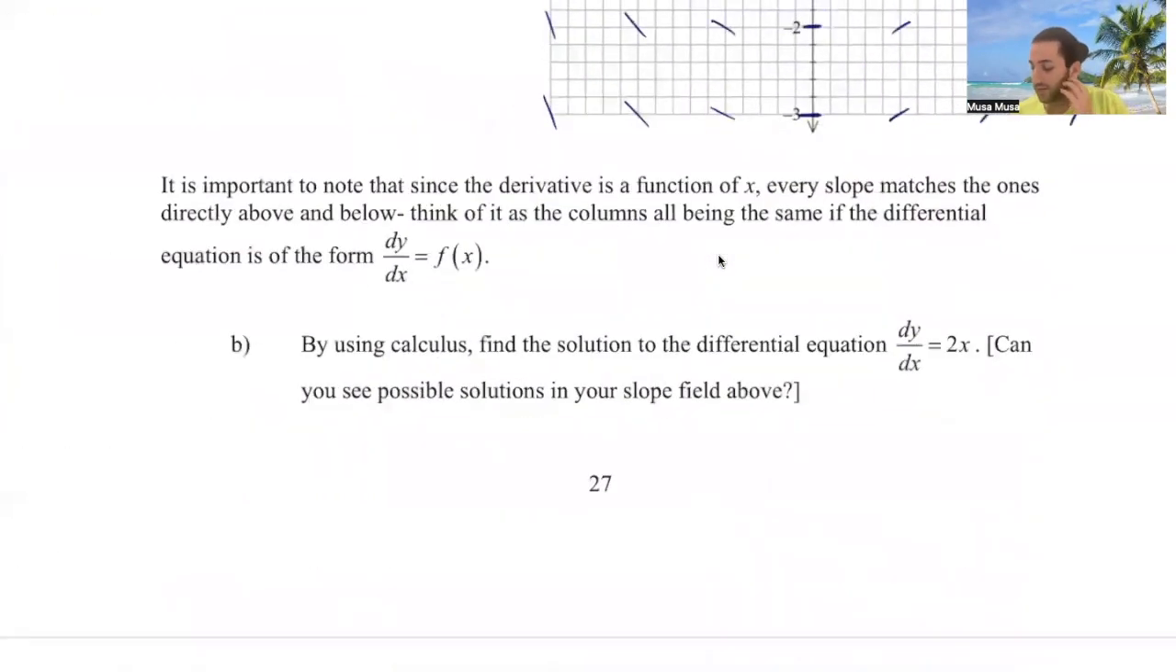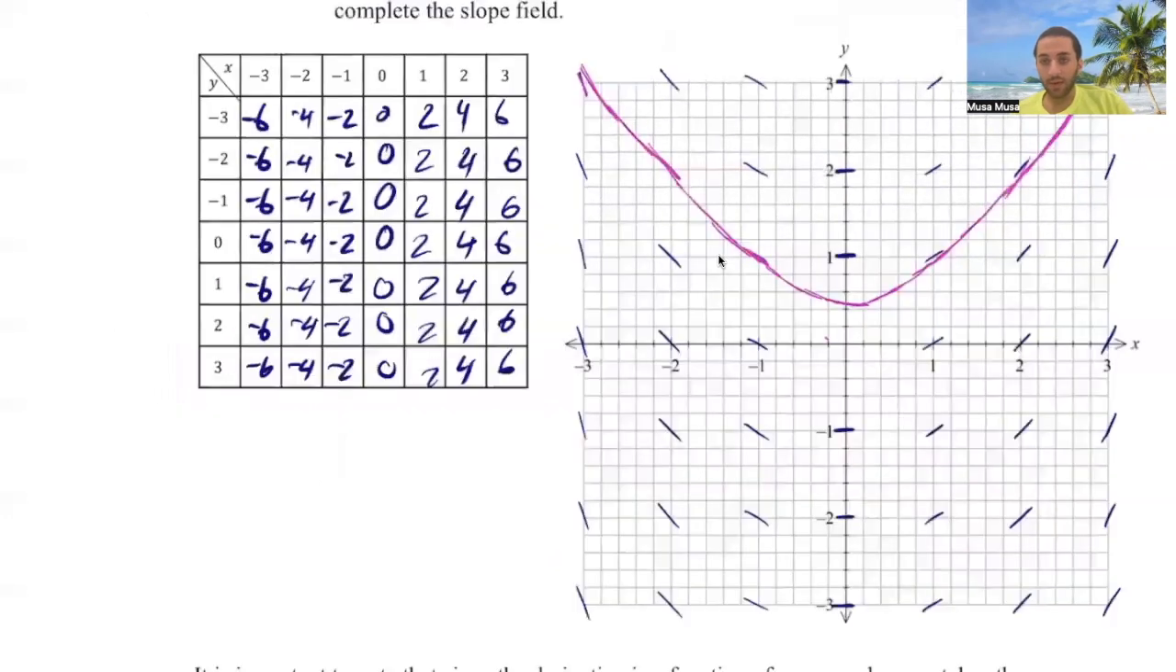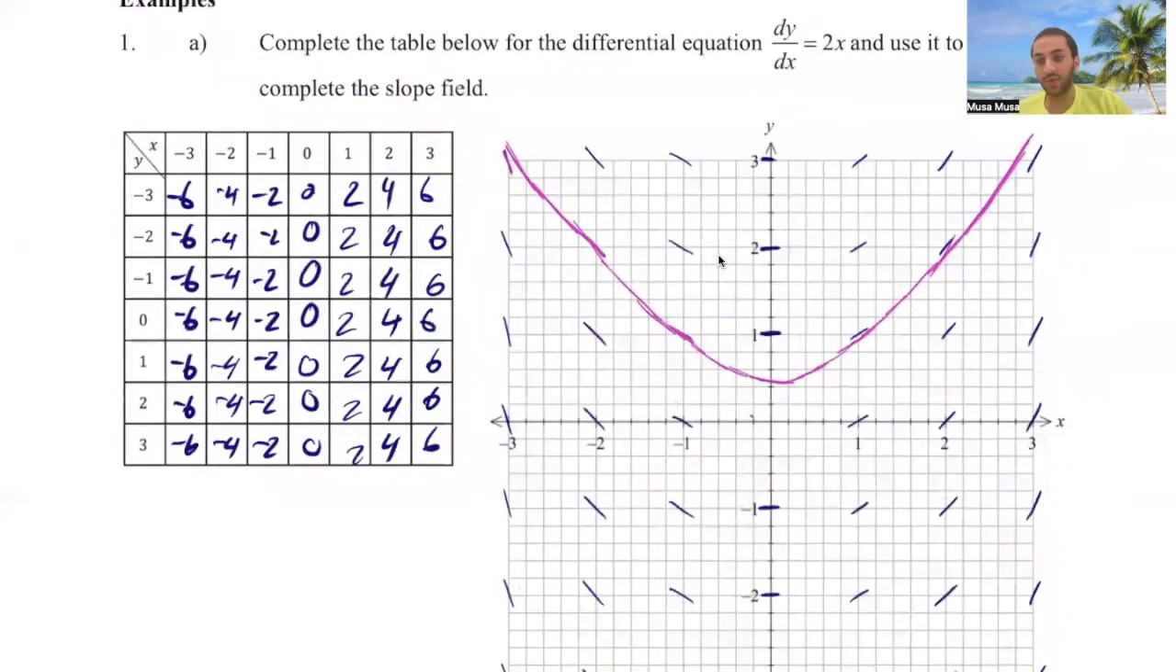So by using calculus, find the solution to this dy dx. Can you see the possible solutions in your slope field above? Yeah, there are actually many. First of all, let's integrate this. I think we just can see that it's just x squared plus c. So wow, oh my gosh. Yeah, any function with x squared plus c always is flat at the, no, sorry, at the y-axis, because that's where its vertex is, and then it's just concave up.